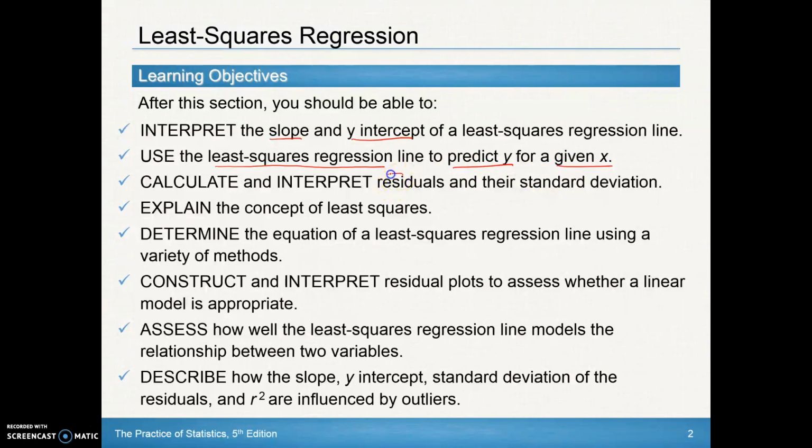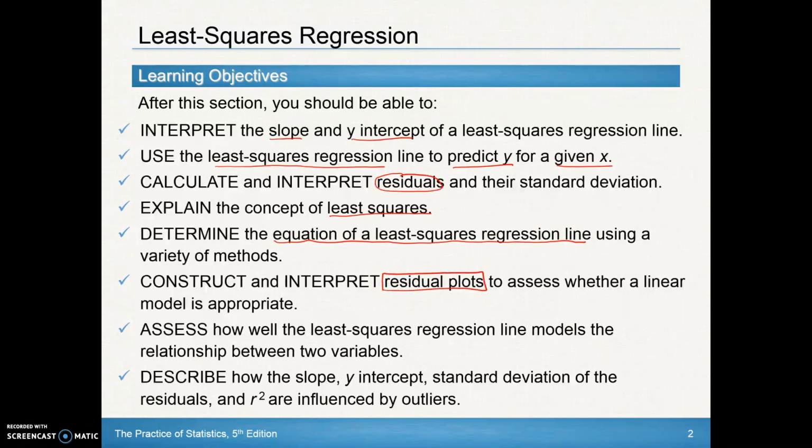We're going to learn something called residuals, and we're going to learn to calculate and interpret them and their standard deviation. We have to be able to explain the concept of least squares, and we're going to have to determine the equation of a least squares regression line using a variety of methods. So again, we're going to look at how we get the equation of a least squares regression line. We're going to construct and interpret what's called the residual plot.